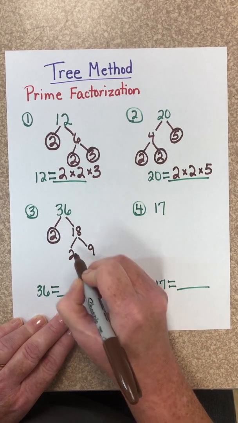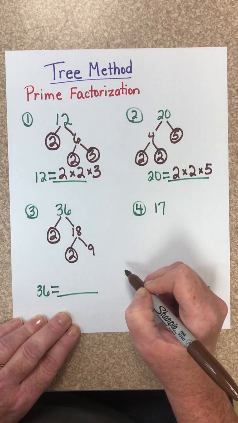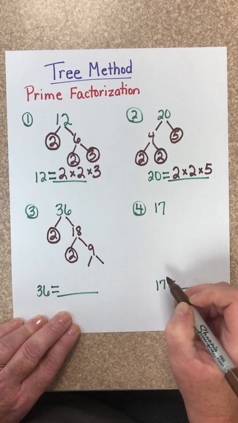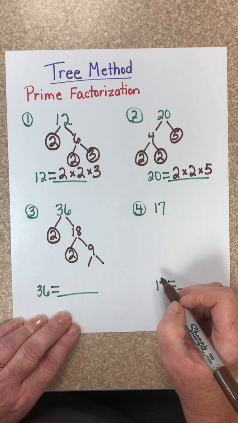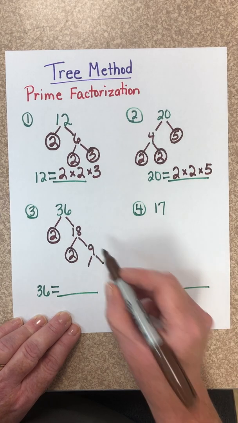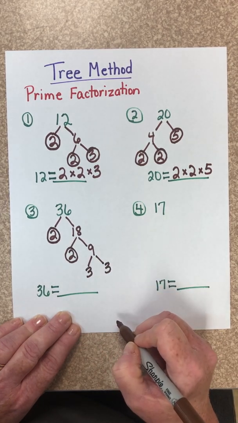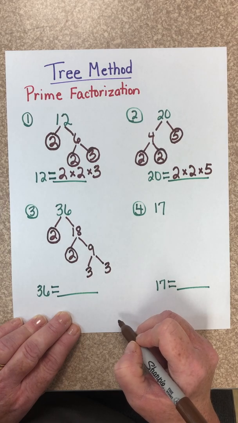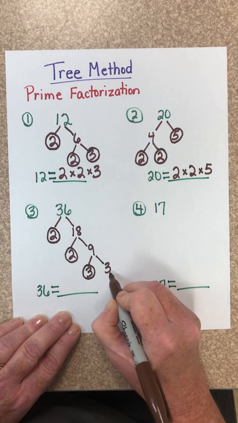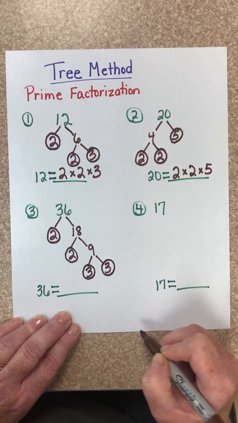2 is a prime number. Let's circle it. What about 9? Is 9 a prime number? No, it's not. So let's break that off into its 2 branches. What times what is 9? But we need at least one of them to be a prime number. Well, what about 3 times 3? 3 times 3 is 9. Is 3 a prime number? Yes. So we circle it. And is this 3 a prime number? Yes. So we circle it.